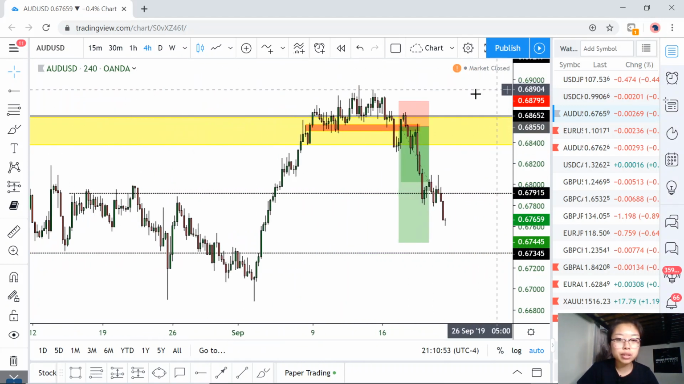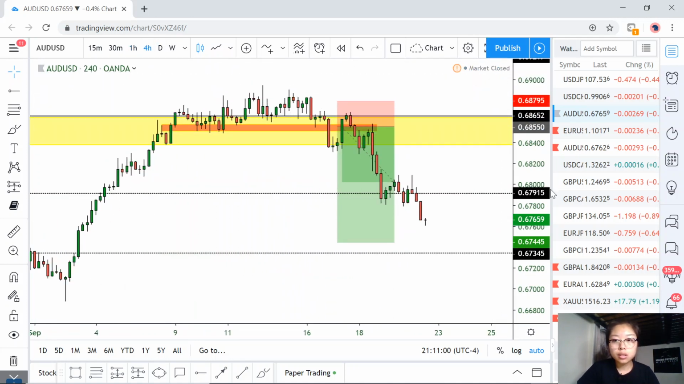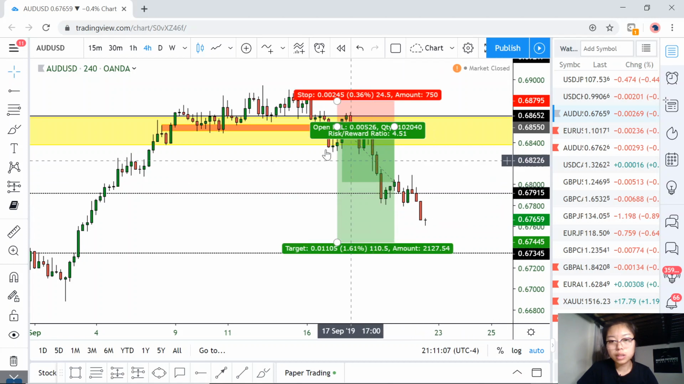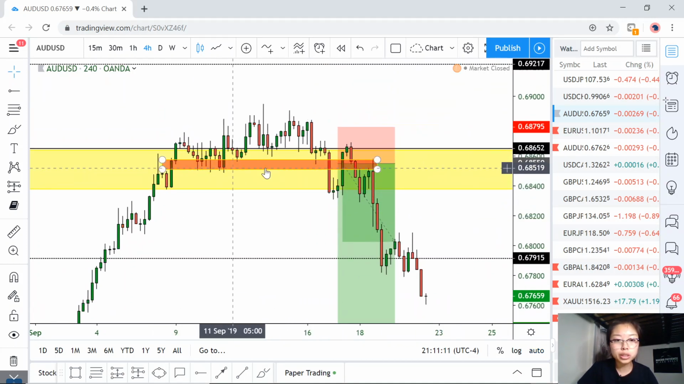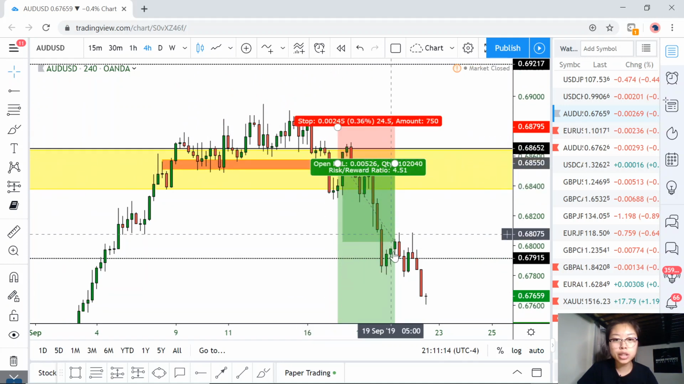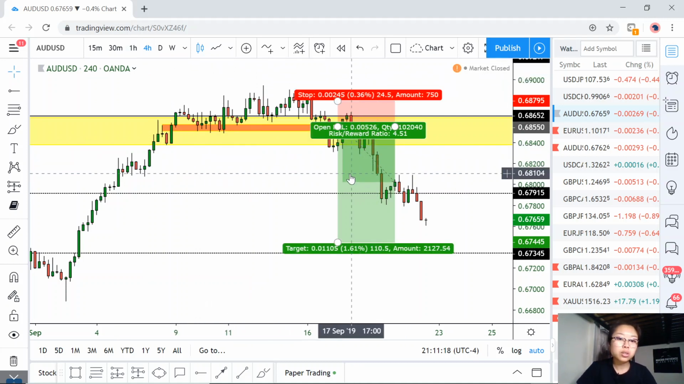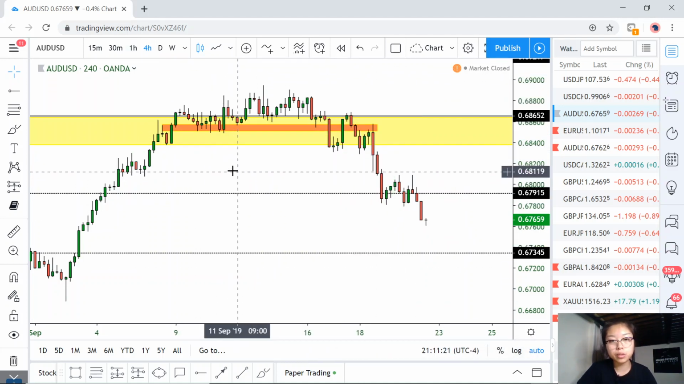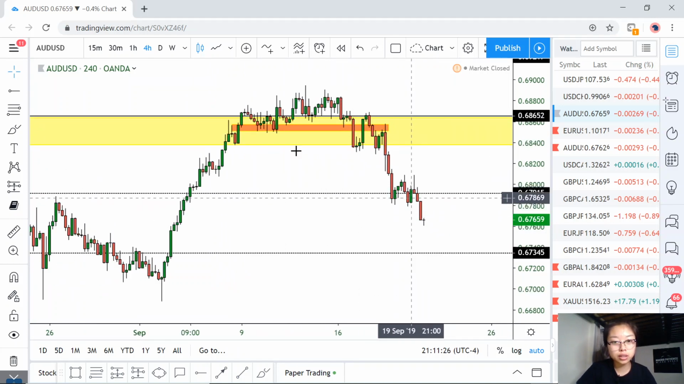AU, I'm gonna erase this, but this thing still stands. AU, the analysis called for a break of this support, a retest of the support, and entering on a sell, and that's what the market gave us. So let's erase this for now. So that was the break and retest, and I'm still seeing a continuation.